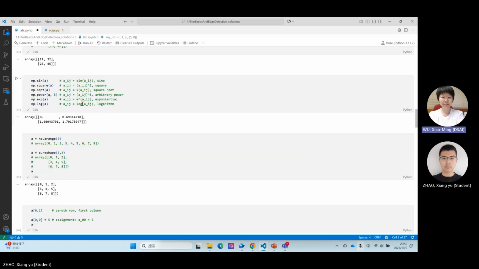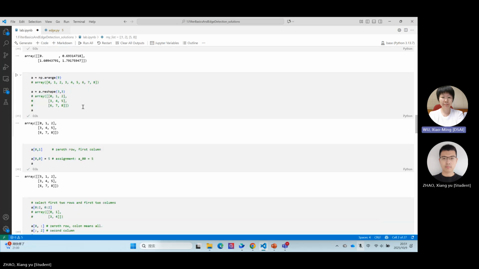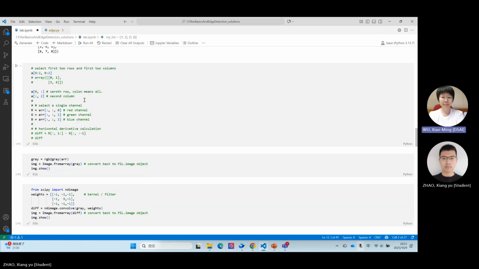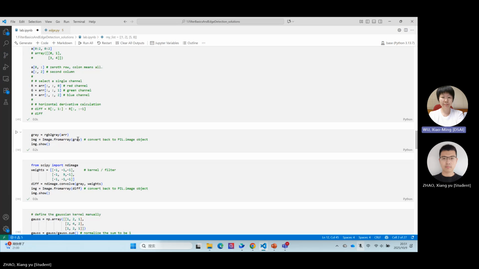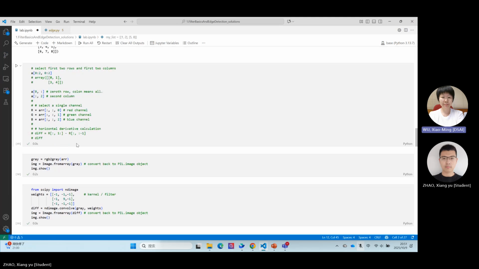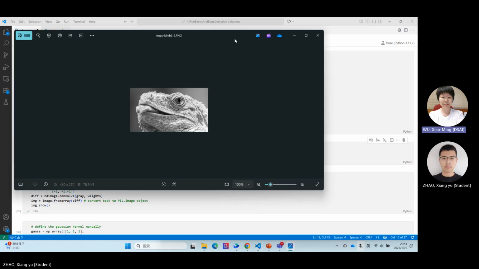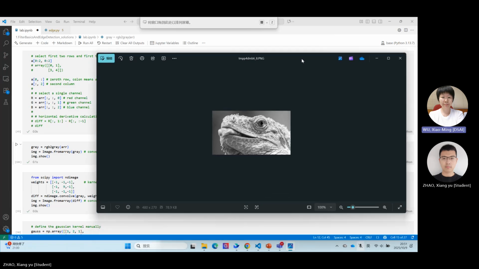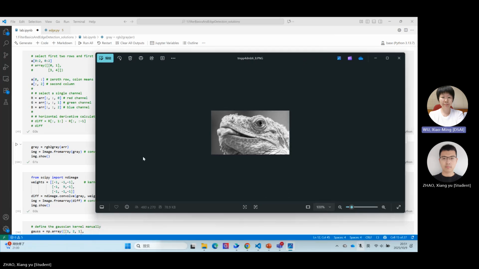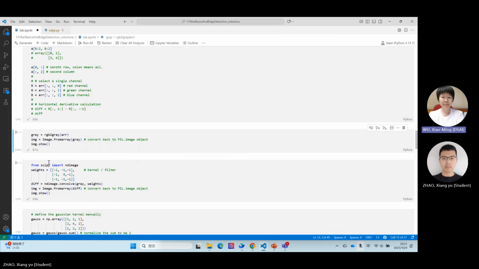All of this is the ND arrays operations. You can try by yourself, and we focus on the filter basics. Okay, first, we need to transfer the images to the gray images, and then we can do some following operations.